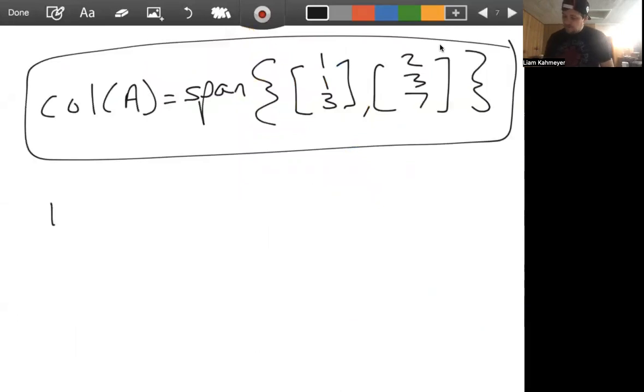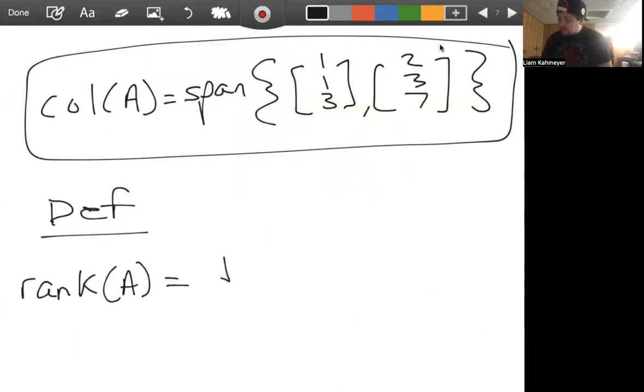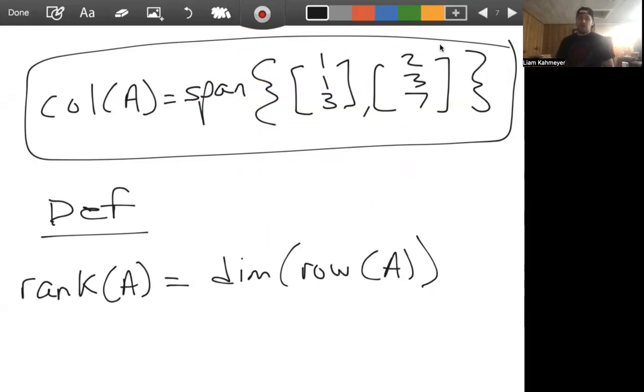Well, before I do another example, maybe let's stop and give a formal definition now. We can define the rank of A to be the dimension of the row space of A. We can define it this way without talking about the number of pivot positions. You can just look at the dimension of the row space and understand the rank that way instead, if in the given context that's easier to understand. Let's do another example. Let's find the rank, the row space, and the column space.